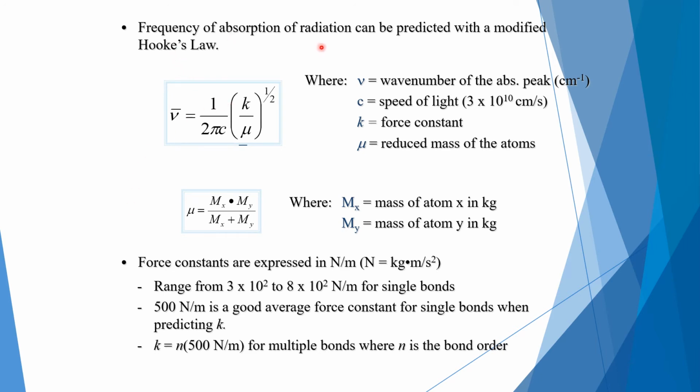So the frequency of the absorption of the radiation can be predicted with the modified Hooke's law, that the frequency of absorption is equal to 1/2 pi c root k by mu.